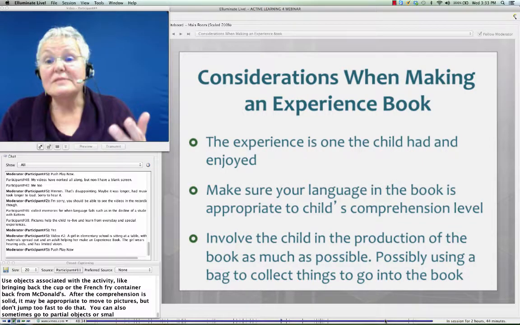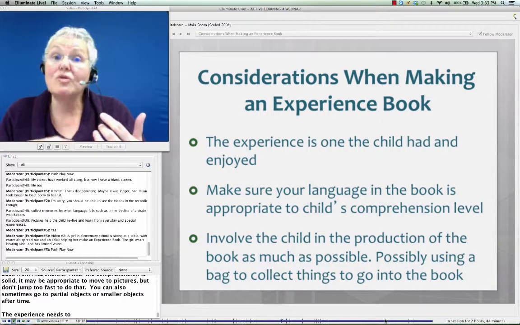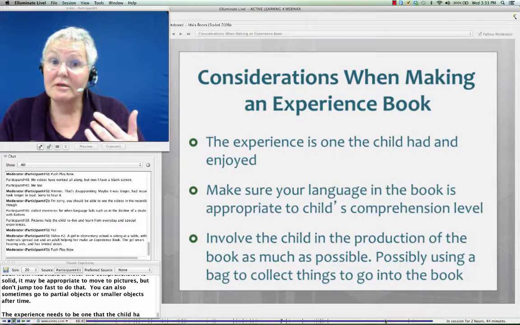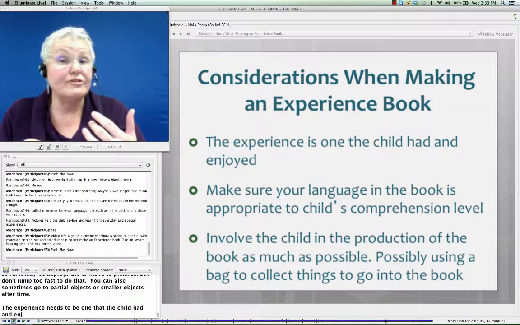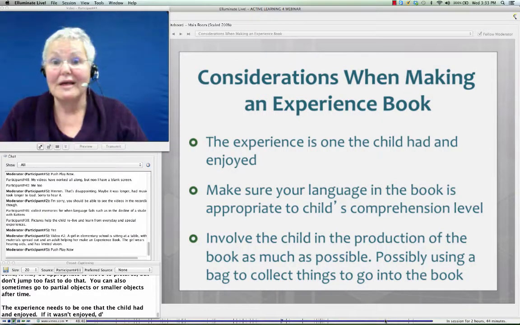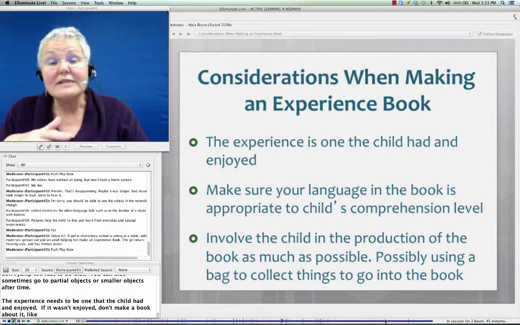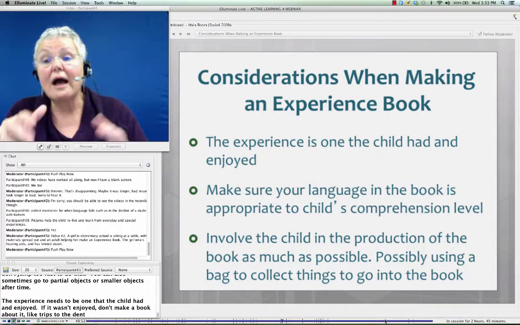The experience is one the child had and enjoyed. Enjoyed is the operative word. If it was not enjoyed, do not make a book about this. My trip to the dentist, I don't even enjoy those. Make sure your language in the book is appropriate to the child's comprehension level.